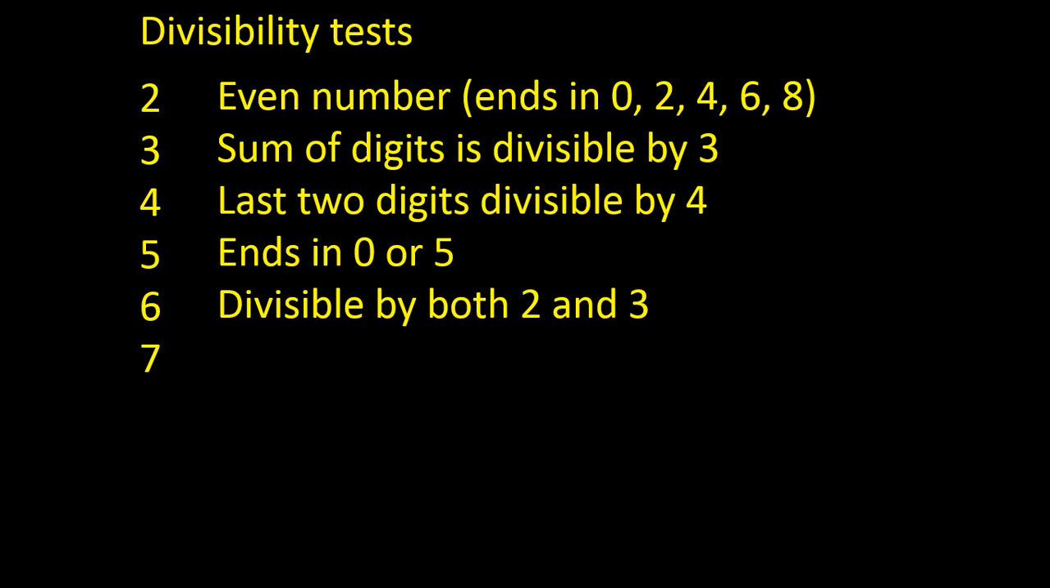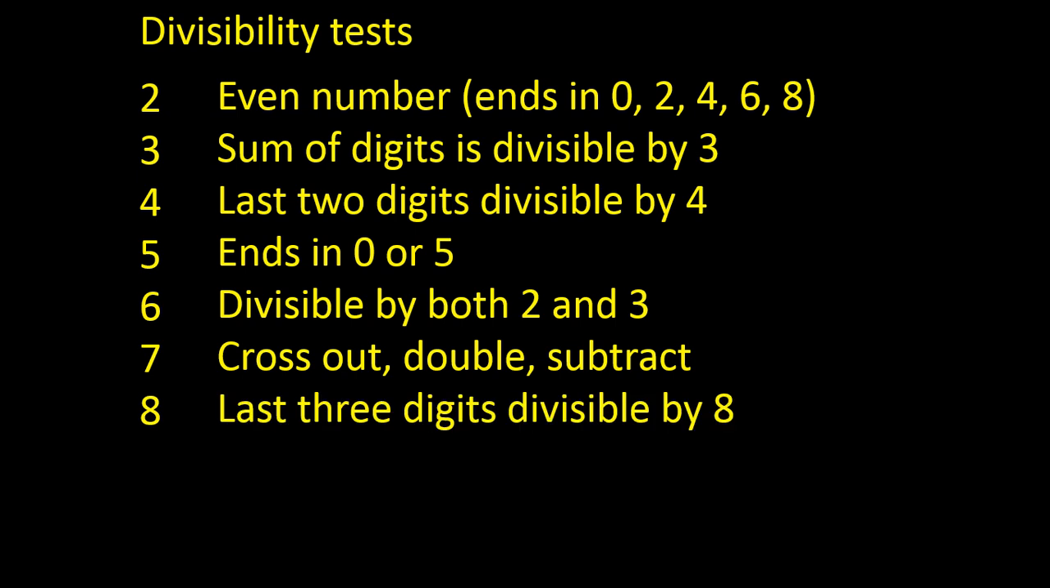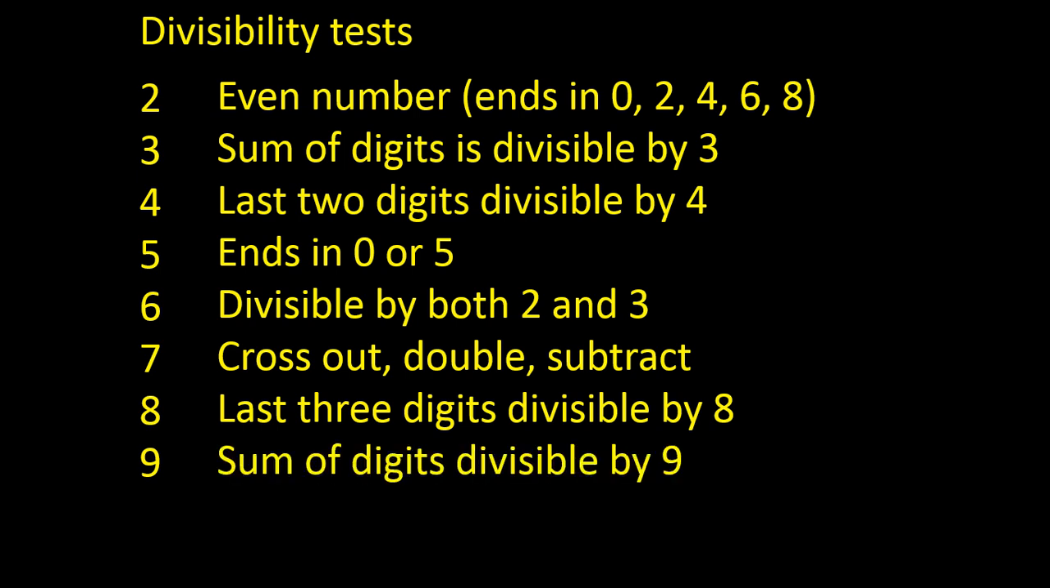Now the divisibility rule for 7 will probably not make much sense until we actually do it, but we're going to say cross out, double, subtract until you can determine whether or not you have a number divisible by 7. The rule for 8 is if the number formed by the last 3 digits of the number is divisible by 8, so is the original number. A number is divisible by 9 if the sum of all of its digits is divisible by 9. A number is divisible by 10 if it ends in a 0.